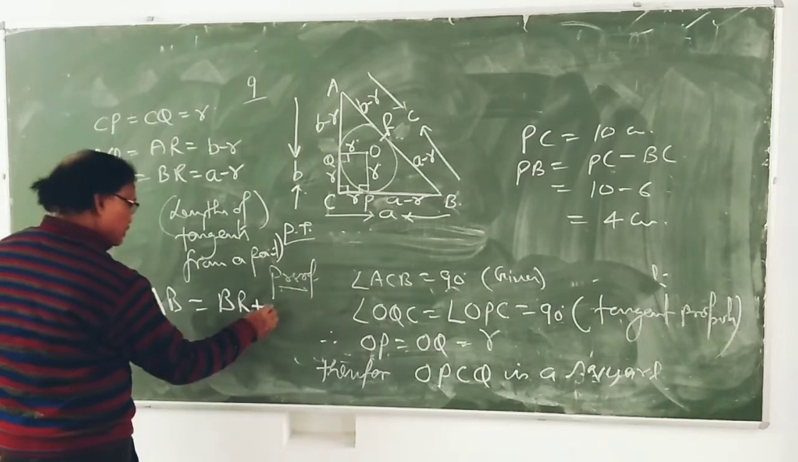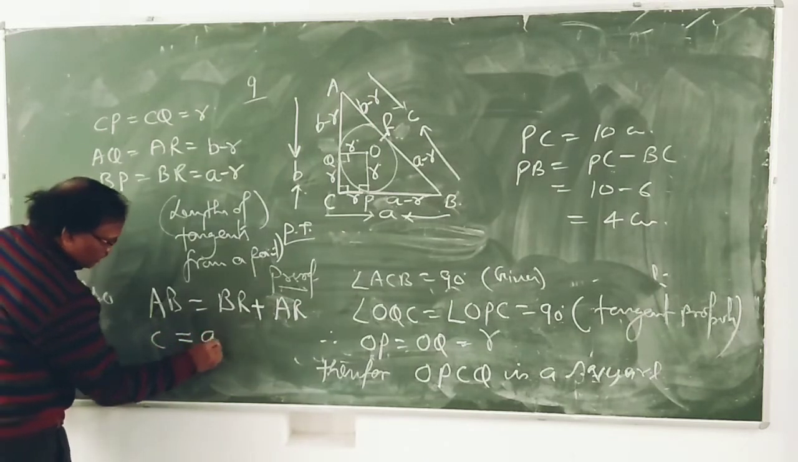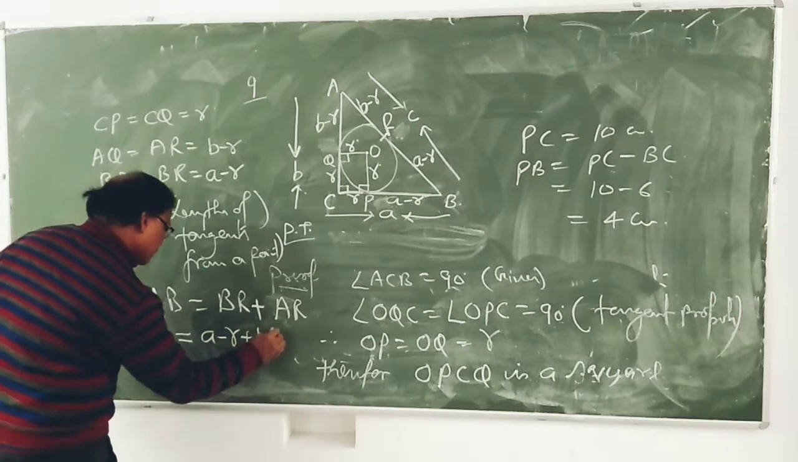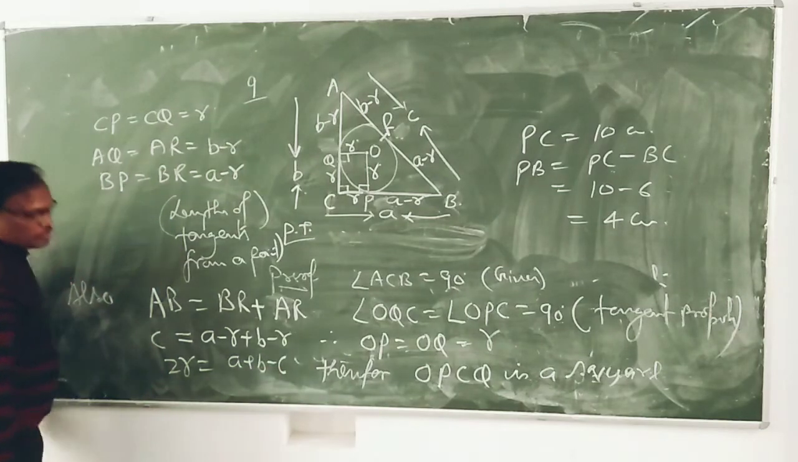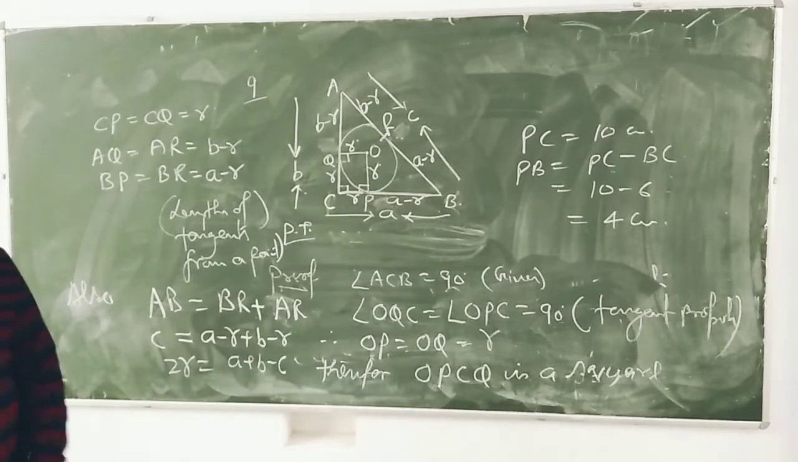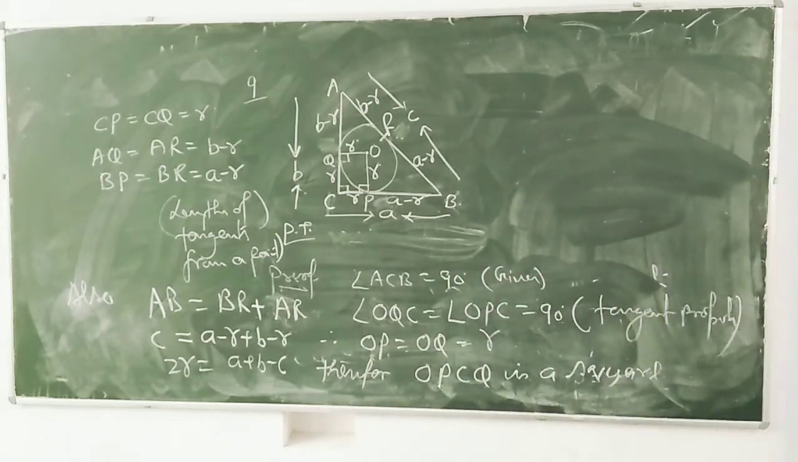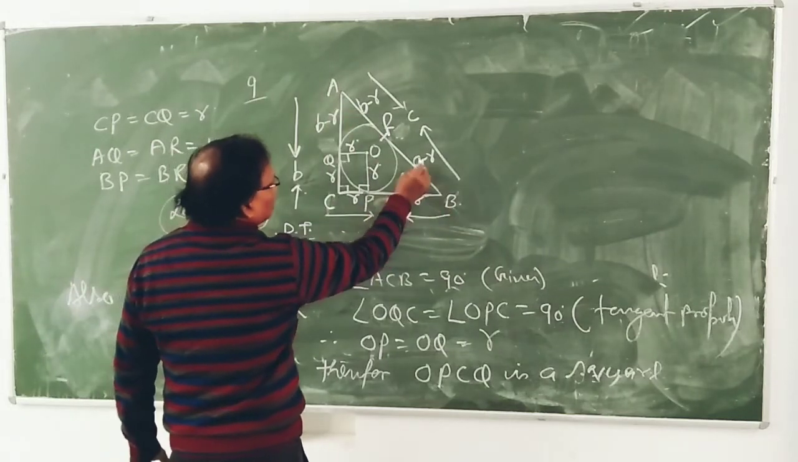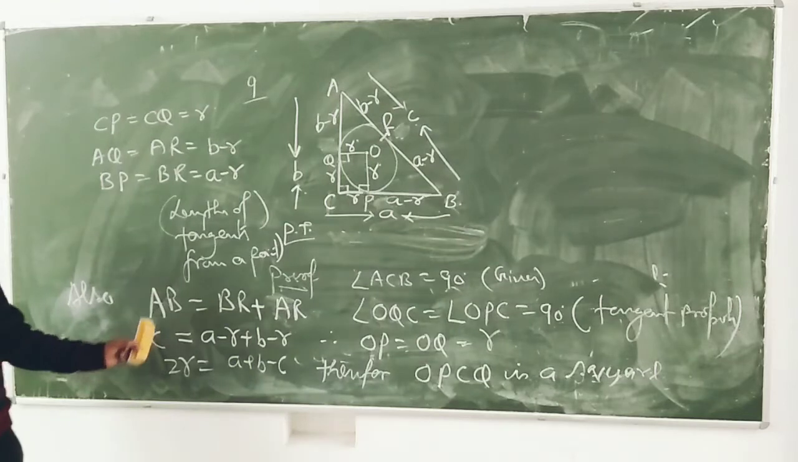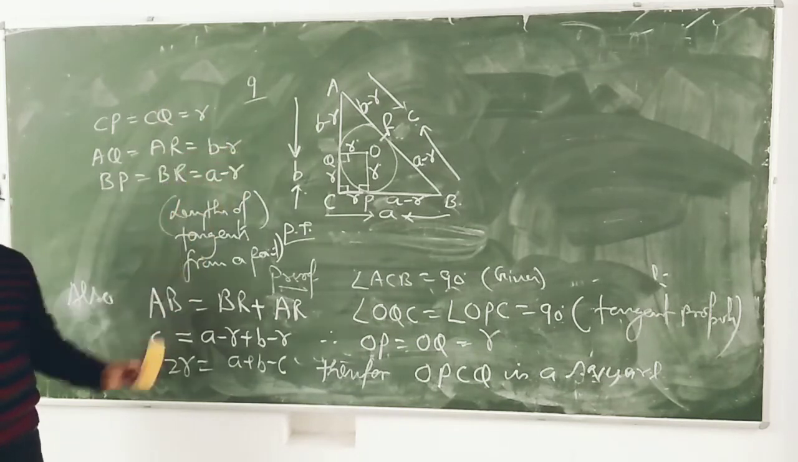BR plus RA, meaning AR. Putting all the values, c is equal to A minus R plus B minus R. When you take it, 2R is equal to A plus B minus c, so R is equal to (A plus B minus c) by two. Because AB total length, this plus this is equal to c. So AB is equal to BR, the same from the figure. And then small c, the value of AB, small c, is equal to A minus R.